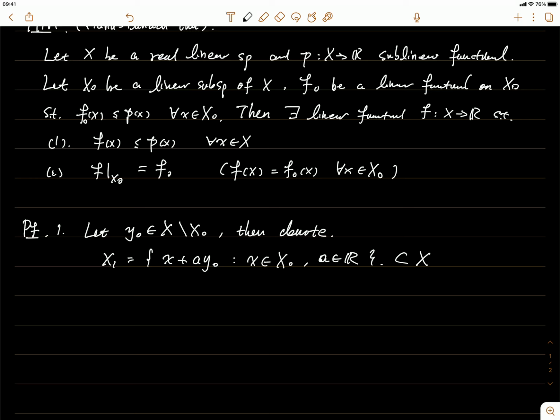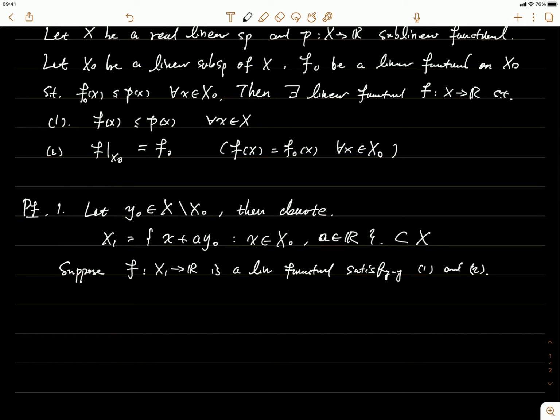Okay, and then suppose we have an extension from x naught to this x1 such that the extended function satisfies these two conditions. Suppose this is a linear functional that satisfies one and two.